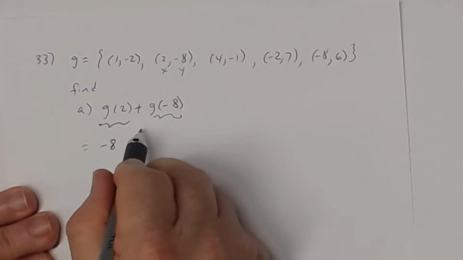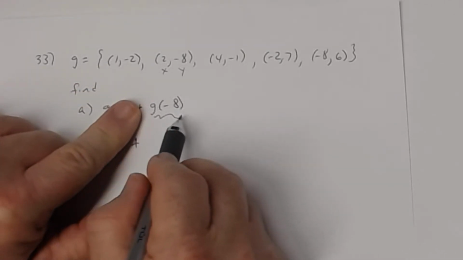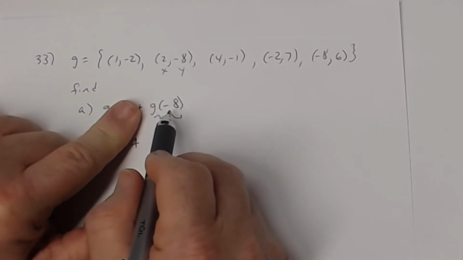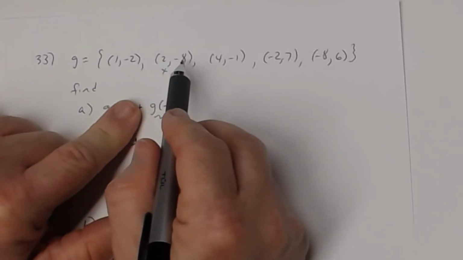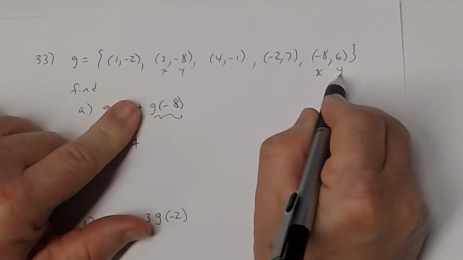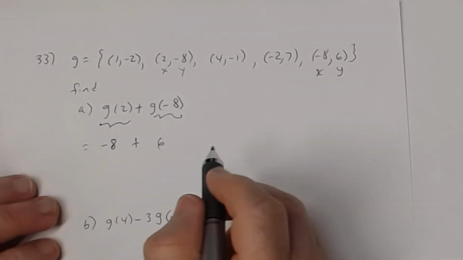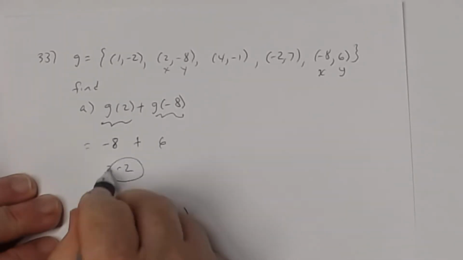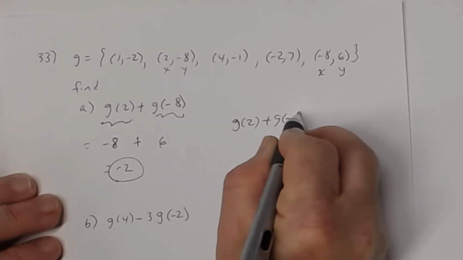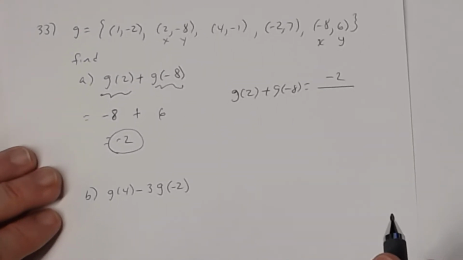I do the same thing here. Plus. Then, remember, if we cover this part up, g of negative 8 means what is the y value when x is negative 8. So I'll go up here and I'll find where x is negative 8. Well, x is negative 8 right here. So that means my y value is 6. So that's 6 here. And then you add them up. Negative 8 plus 6 is negative 2. There's your answer. So in the blank, you would say g of 2 plus g of negative 8 equals blank. You would put negative 2 in that blank. All right, very simple, not that difficult.